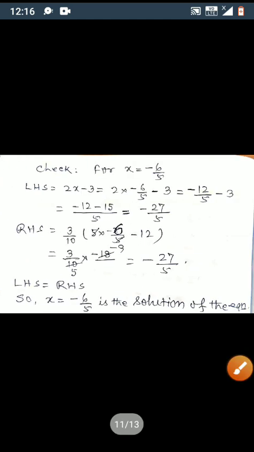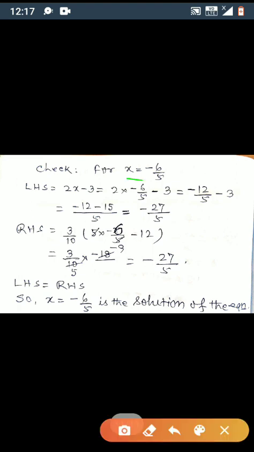Now check for x equal to minus 6 by 5. LHS equal to 2x minus 3 equal to 2 multiplied by minus 6 by 5 minus 3 equal to minus 12 by 5 minus 3 equal to minus 12 minus 15 by 5 equal to minus 27 by 5.